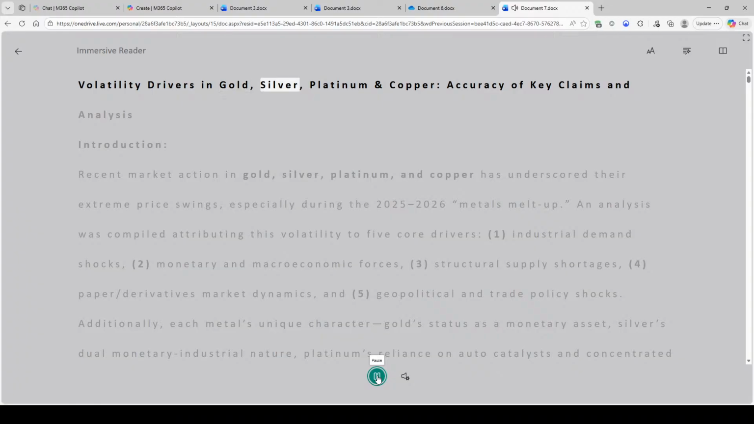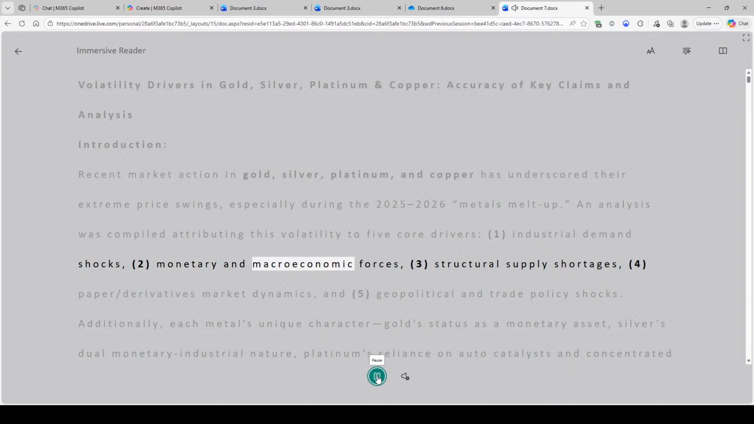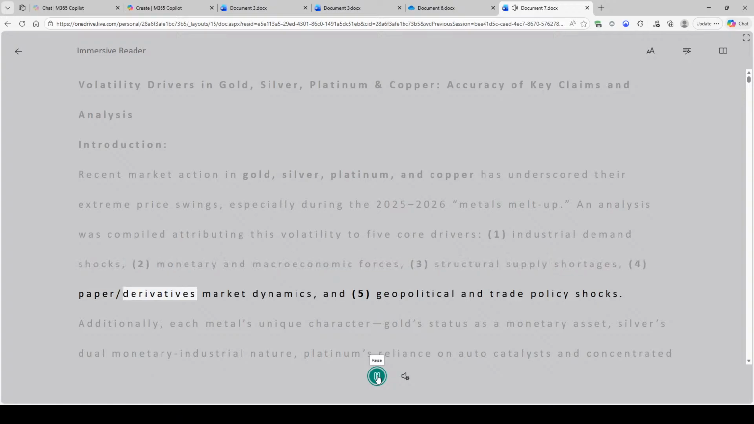Volatility drivers in gold, silver, platinum, and copper: accuracy of key claims and analysis. Introduction. Recent market action in gold, silver, platinum, and copper has underscored their extreme price swings, especially during the 2025 to 2026 metals melt-up. An analysis was compiled attributing this volatility to 5 core drivers: 1. Industrial demand shocks, 2. Monetary and macroeconomic forces, 3. Structural supply shortages, 4. Paper/derivatives market dynamics, and 5. Geopolitical and trade policy shocks.